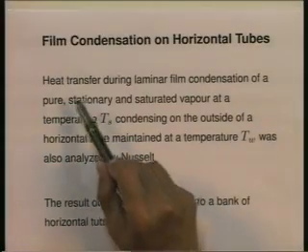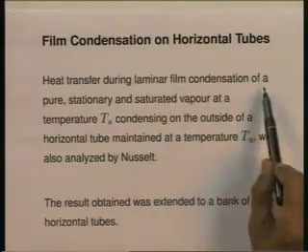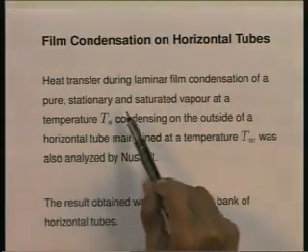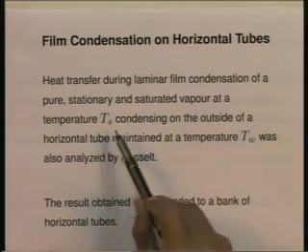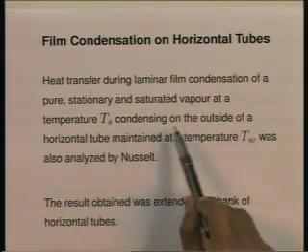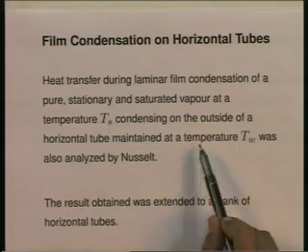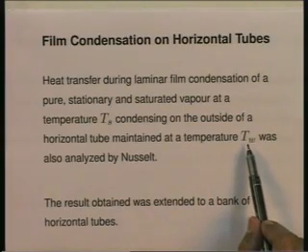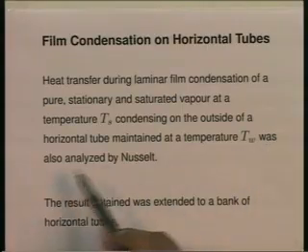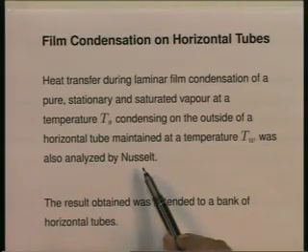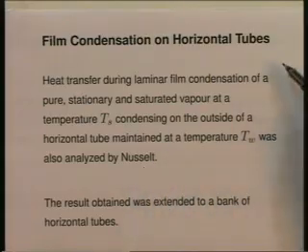So, we are going to study heat transfer during laminar film condensation of a pure stationary and saturated vapor at a temperature T s, condensing on the outside of a horizontal tube maintained at a temperature T w. This is what we are going to study, and this problem was also analyzed by Nusselt. The difference between this problem and the earlier problem is in the geometry. Earlier it was a vertical plate, now it is a horizontal tube on the outside of which the condensation is taking place. That is the difference.